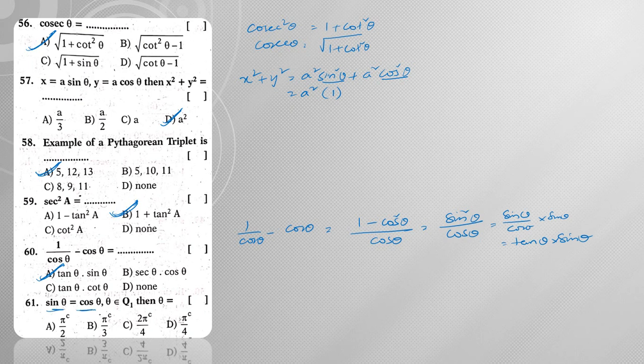Sin theta is equal to cos theta, and theta belongs to Q1, then theta is equal to. So when will sin value be equal to cos? So when angle is 45 degrees, hence it is pi by 4.